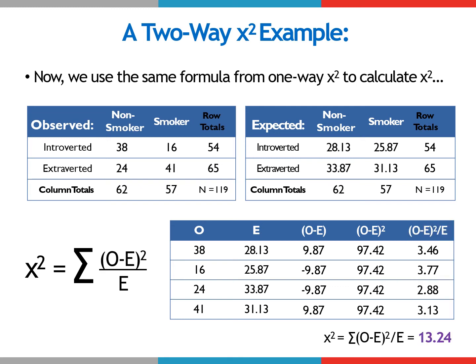Just like we did with the one-way chi-square test, we're going to sum up our last column, the observed minus expected squared over expected column. So if we do that, we have 3.46 plus 3.77 plus 2.88 plus 3.13, which gives us a grand sum of 13.24. So 13.24 is our obtained chi-square value.